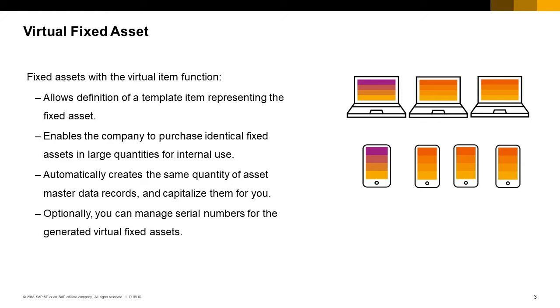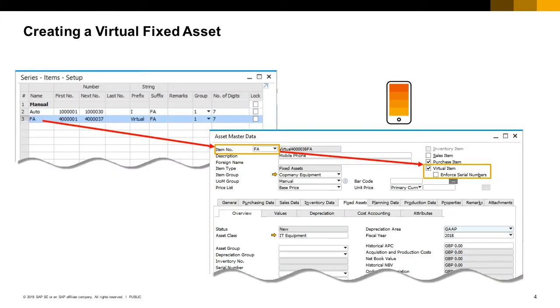Let us see how to work with virtual fixed assets. The virtual item checkbox is available only if you use numbering series for the asset master data. Using the numbering series enables the system to create several new assets when a virtual item is purchased in a single transaction row. Note that both master data, that is fixed asset, and items, use the same numbering series setup. Once you define an asset master data as a virtual item, you can start using it as a template for purchasing a bulk of identical assets.